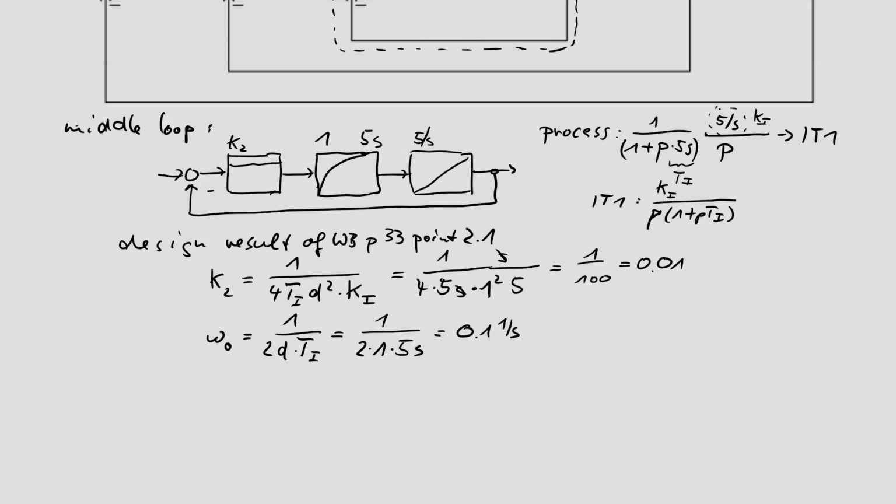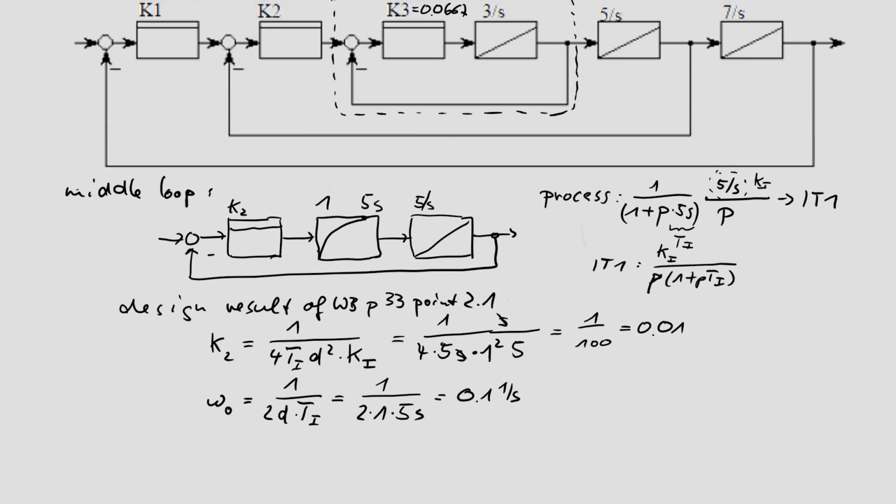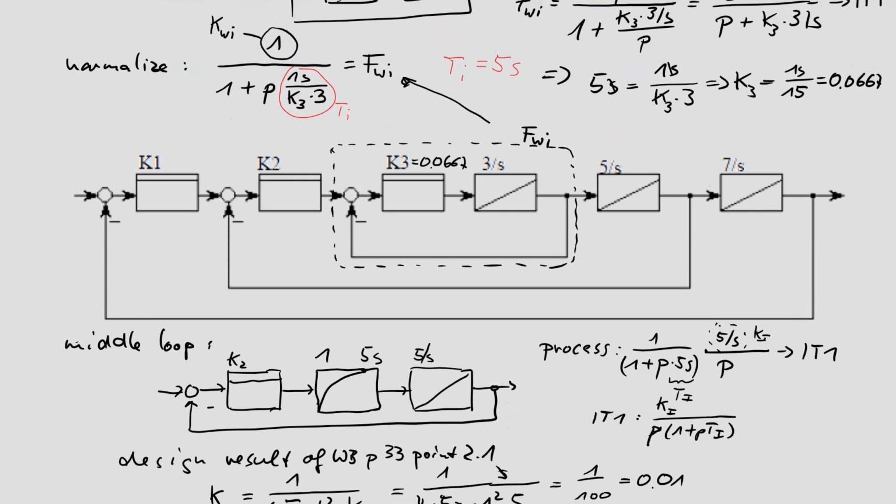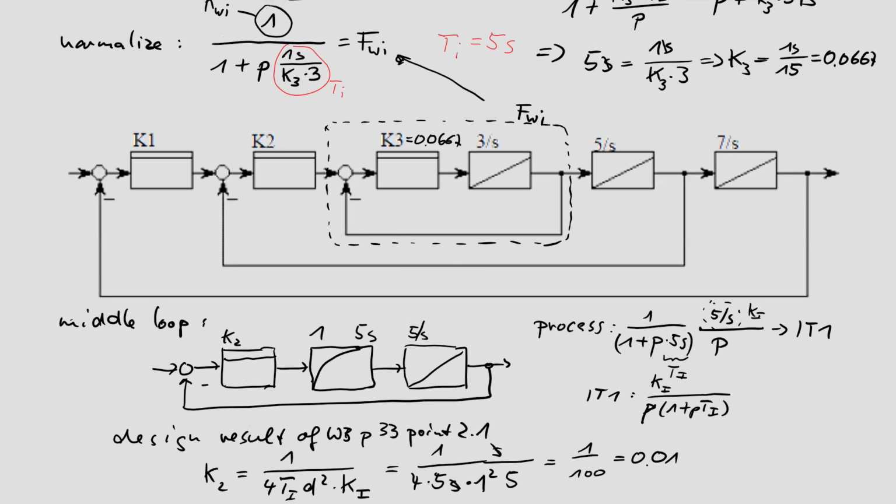So this is the very quick design of our middle loop. So what do we have? We have calculated our K2, which is now 0.01. We have calculated the green loop. The middle loop is here, I should mark it, the green part.